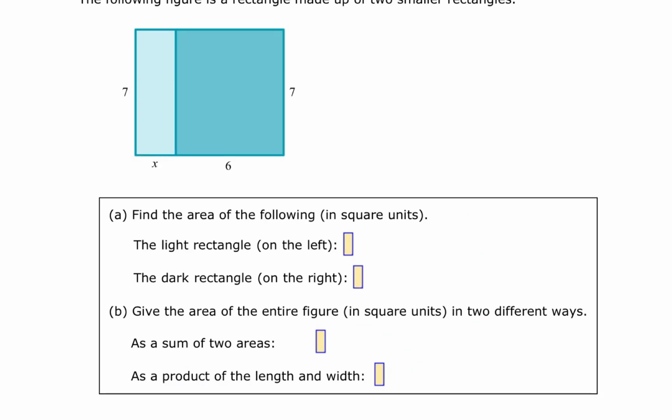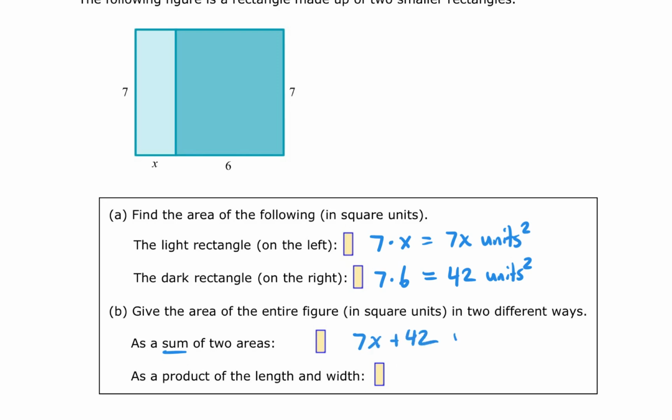Here's one more example. Find the area in square units again of the light rectangle on the left. That is a 7 by x rectangle, so 7 by x, or 7x square units. And the dark rectangle is a 7 by 6, or 42 square units. Same thing as before. The first way is the sum. The sum would be the 7x plus the 42, and we would have square units for our unit.